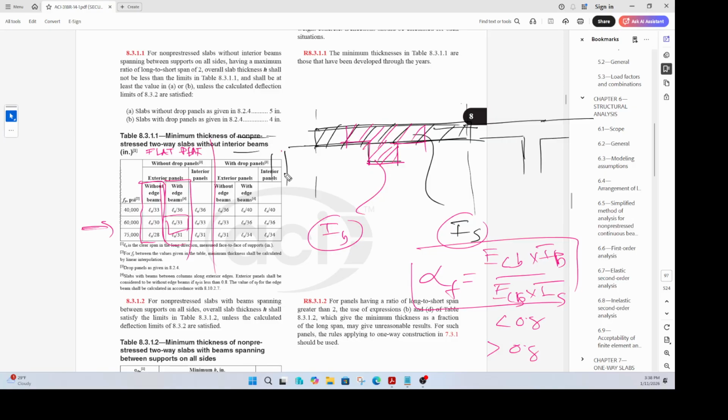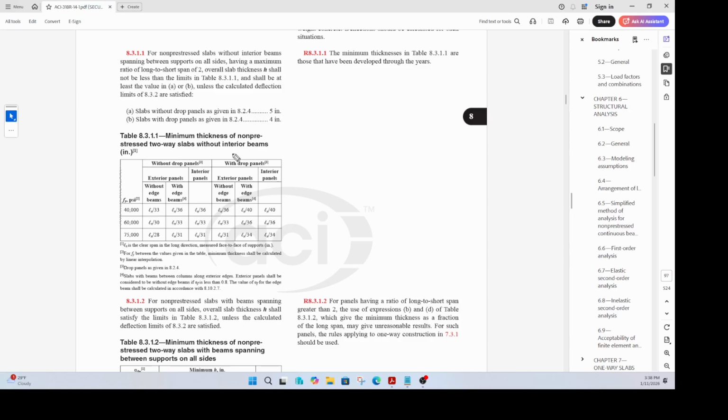Now we get into flat slab. Flat slab is something which might have a drop panel, right? Again, the same thing: if it's an exterior panel or interior panel, if you have an edge beam or you don't have an edge beam, or you have an edge beam but it doesn't have the required character, that means you don't have an edge beam, right? And then based on your Fy value, you come and pick up your thickness. Okay, that is all there is.